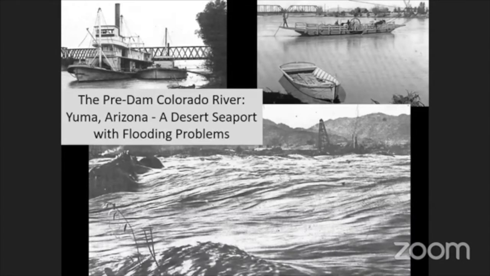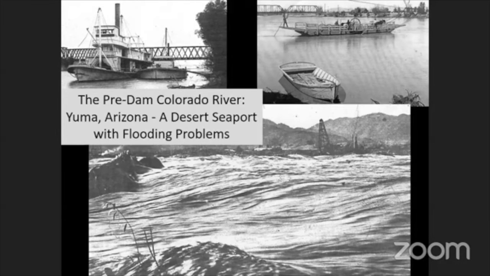In pre-dam times, so before 1929, the Colorado River was a wild animal. It flowed in an incredibly erratic way all the way through its course past the city of Yuma and down into the Sea of Cortez. And in the late 19th century, it was viewed as a seaport. Boats were able to navigate up the Colorado River from the Sea of Cortez, and that gave Arizona a seaport.